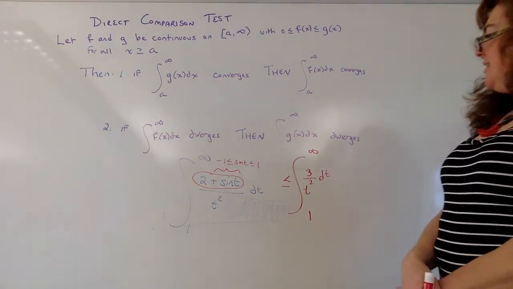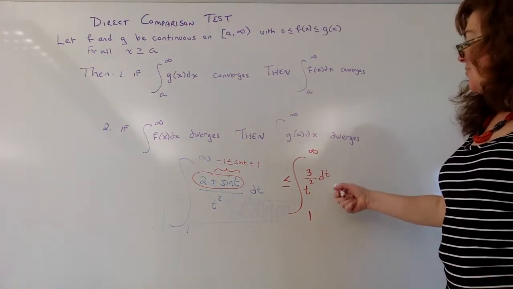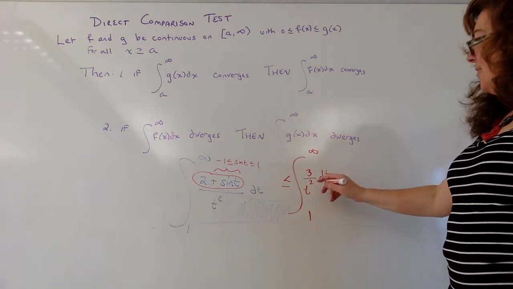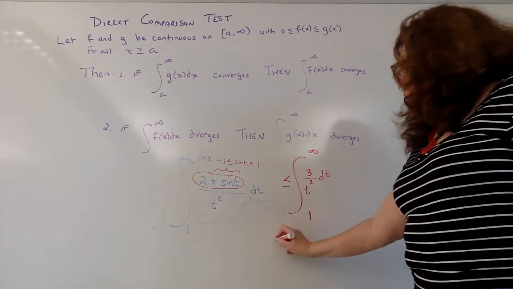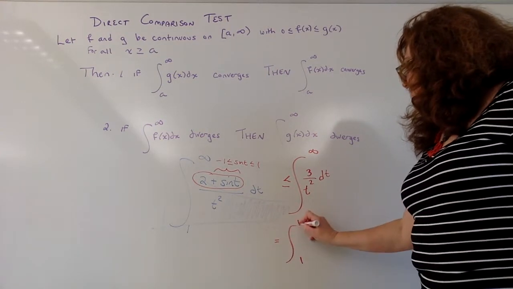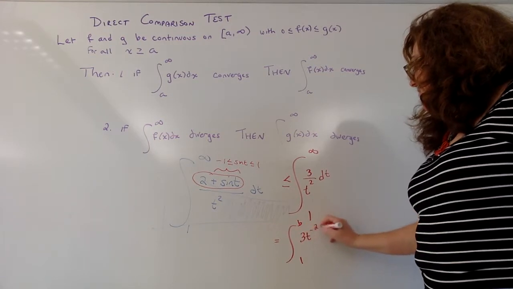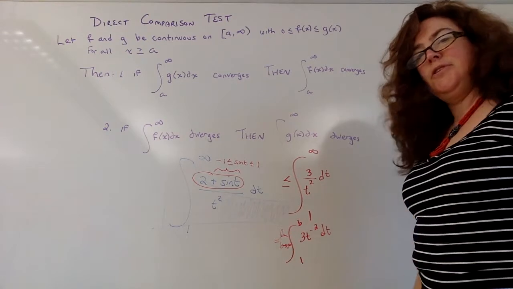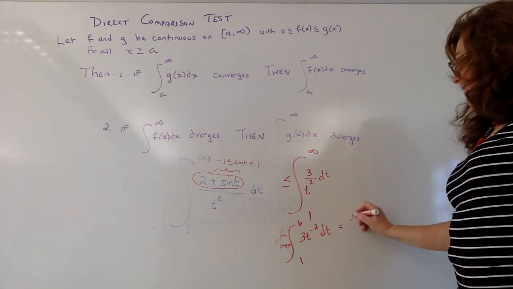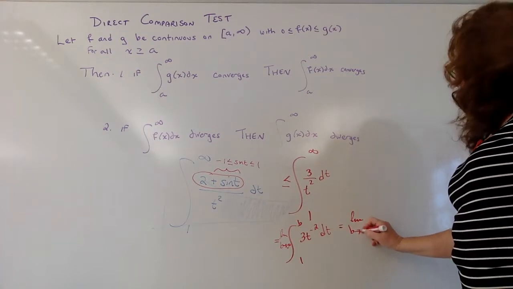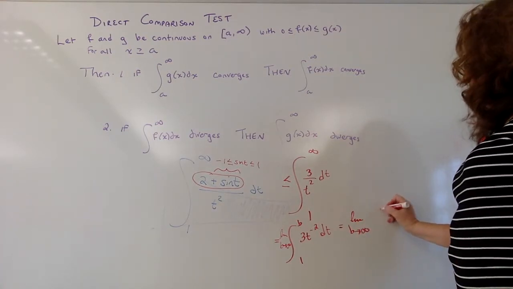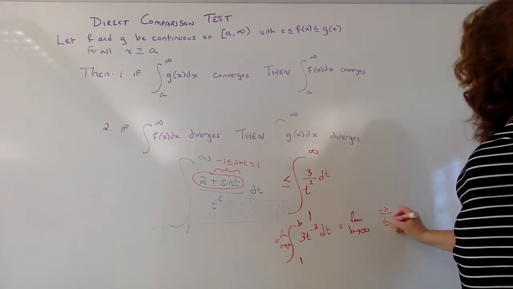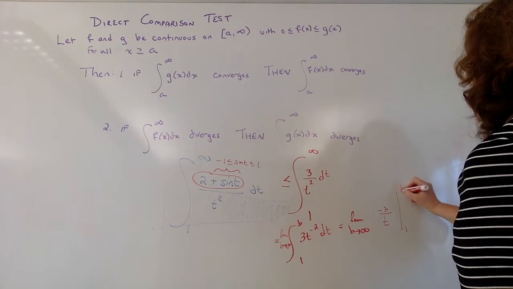Now, you guys studied the p integrals, so we should recognize this as a convergent integral. But if not, we can go ahead and integrate it, right? This is equal to the integral from 1 to b, 3t to the minus 2 dt, limit as b approaches infinity. And so if I integrate that, I get the limit as b approaches infinity of -3t to the minus 1, so -3 over t from 1 to b.